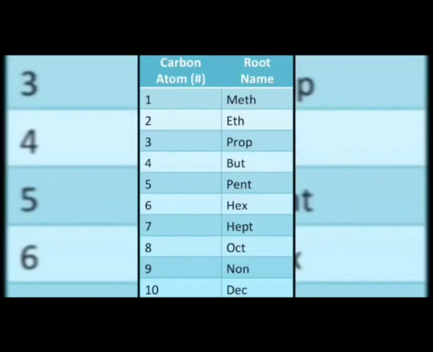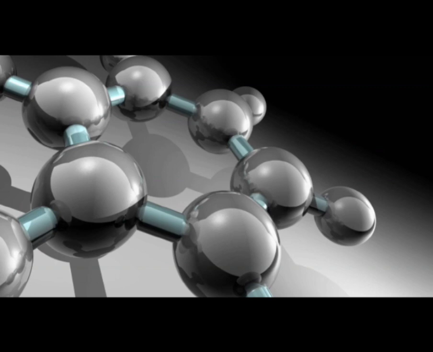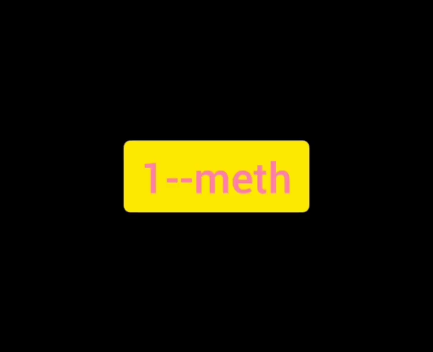In carbon, 1 stands for meth, 2 stands for eth, 3 stands for prop, 4 for but, 5 for pent, 6 for hex, 7 for hept, and so on. If a carbon compound has 1 carbon atom in it, then it starts with the prefix meth. If there are 2 carbon atoms, then eth, and so on.